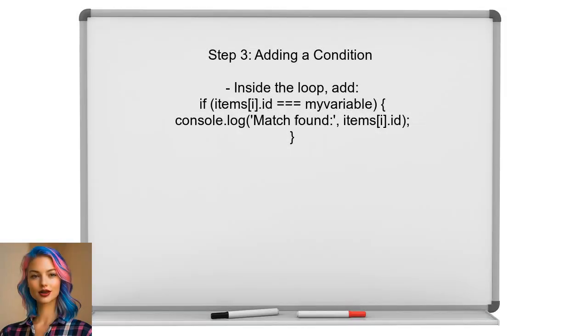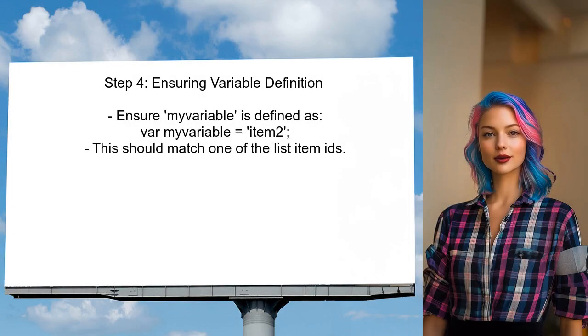Now let's add a condition inside the loop to check if the ID of each item matches the string stored in my variable. This will help the user identify the matching item. Finally, the user should ensure that the variable my variable is defined correctly. It should be a string that matches one of the IDs in the list items.